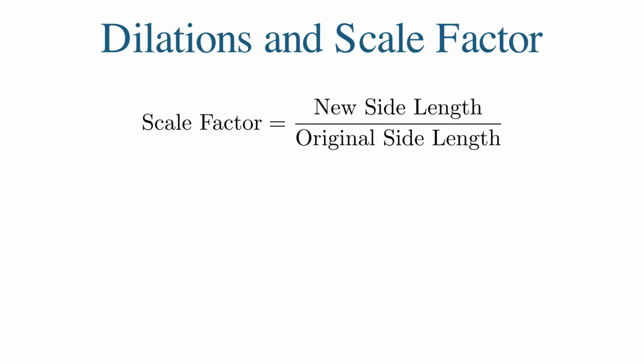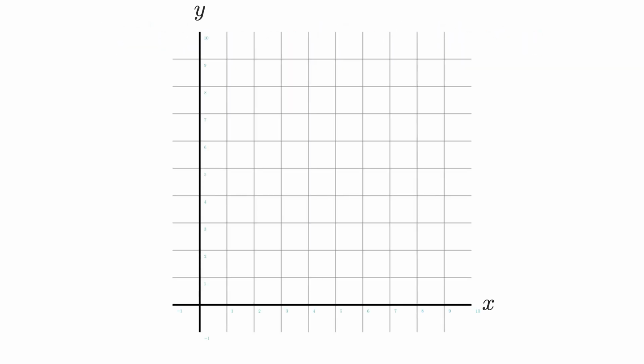To find the scale factor, we take the length of a side in the new shape and divide it by the length of the corresponding side in the original shape. Every pair of corresponding sides follows this same ratio, meaning the entire shape changes proportionally. Let's look at 2 examples.